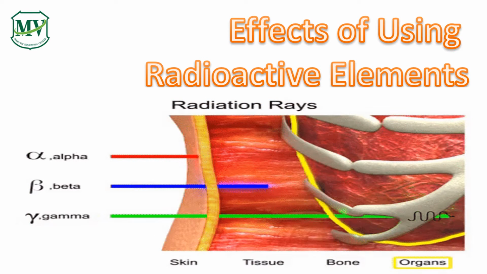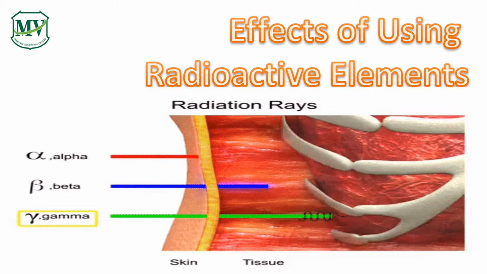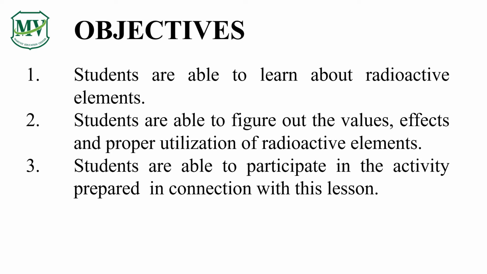Let's get started with the lesson part. Here are the three things you will be learning today. At the end of this lesson, you will be able to: number one, learn about radioactive elements. Number two, figure out the values, effects, and proper utilization of radioactive elements. And three, participate in the activity prepared for you in connection with this lesson. Let's start.